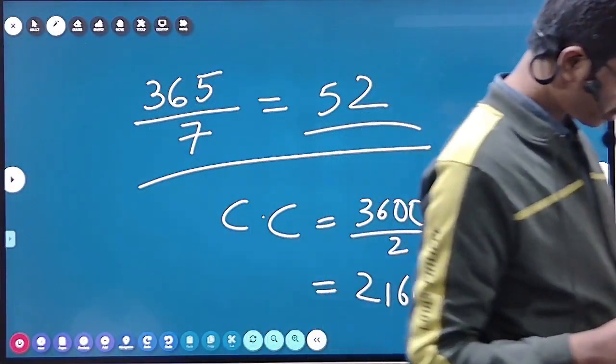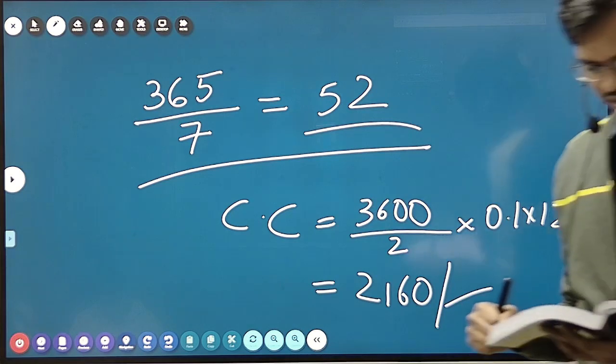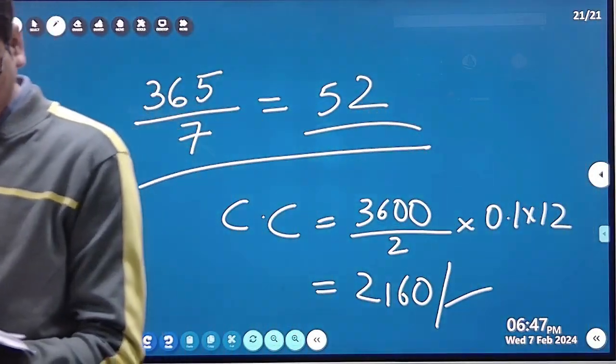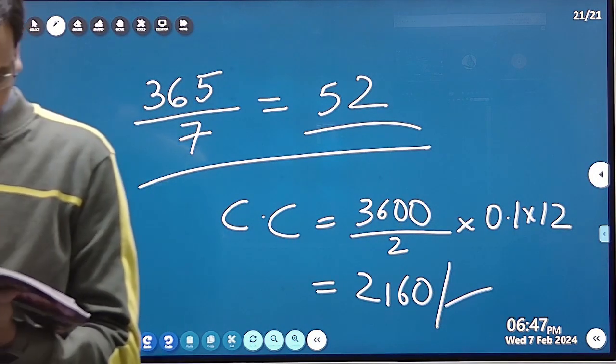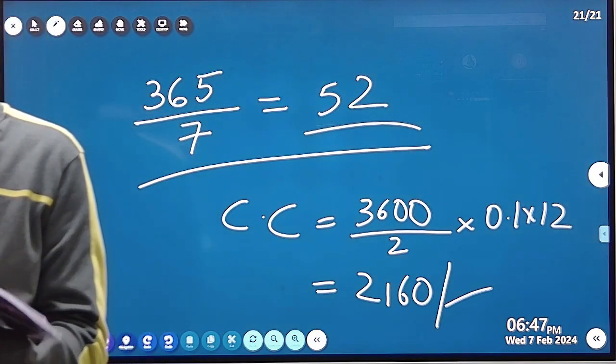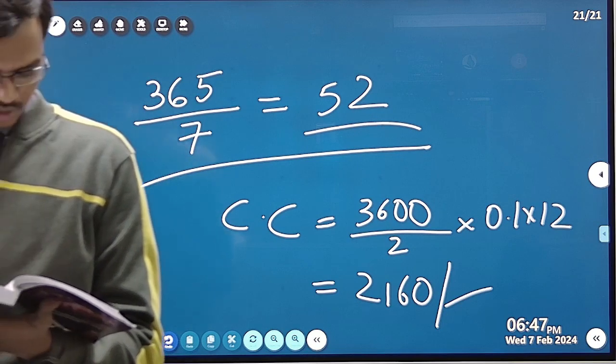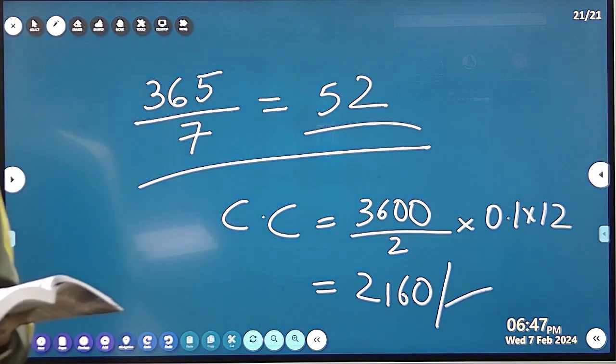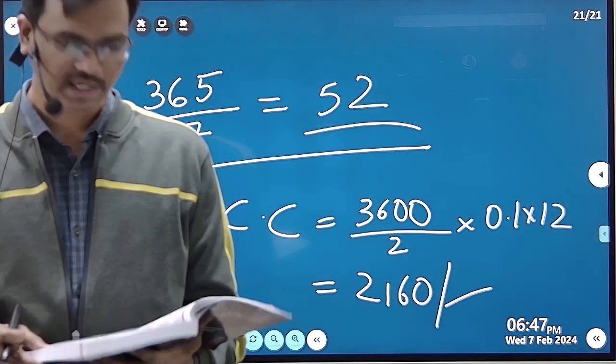So illustration 20, this is also a direct formula. It is EBQ. He says monthly demand for a component is 1000, setting up per batch is 120, cost of manufacture is 20, and rate of interest is 10%. So rate of interest is 10% is nothing but carrying cost is 10%.